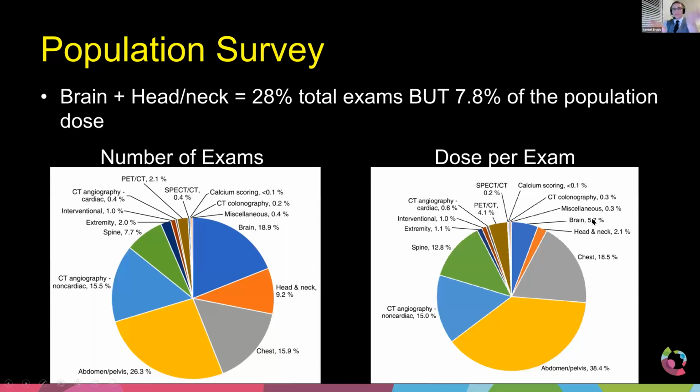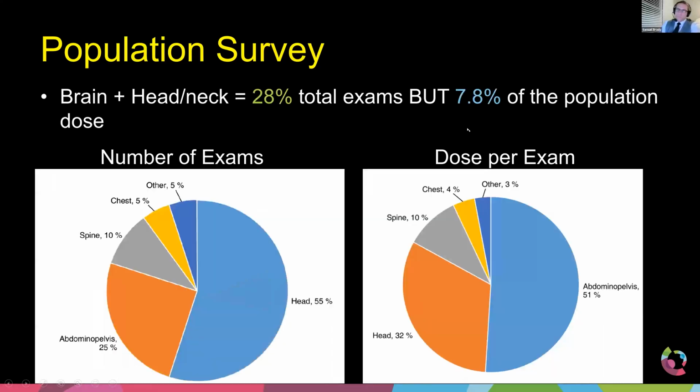We do a lot of brain imaging, but it doesn't as much affect the overall total dose. So brain plus head and neck, 28% of all total imaging, but only accounts for less than 10% of the dose population. So it's important that we optimize brain imaging because the radiologists need to see what they need to see to make their diagnoses. But do we need to worry about it as much for risk? No, we could probably focus a little bit more on the abdomen pelvis if we're looking at it purely from a dose perspective. All right.